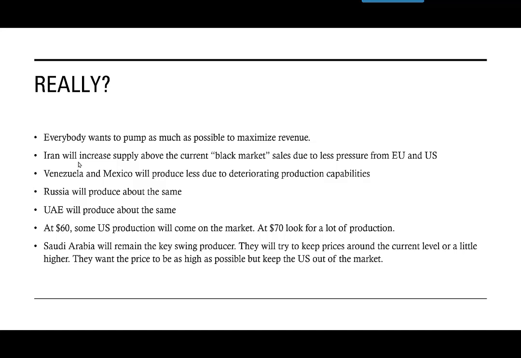Now, they're going to try to keep prices, I think, around the current level or a little higher. They want the price to be as high as possible because they need money a lot, but they want to keep the U.S. out of the market. One of their big plays over the last year was to try to reduce the price to a point where the U.S. producers aren't producing because they can't make money. Saudi Arabia wants to be the only key swing producer in the world. So $65, they may want to keep it right here. They may try to get it up to 70 and see if the Americans come back or not. We'll, of course, keep a very close eye on that for you.